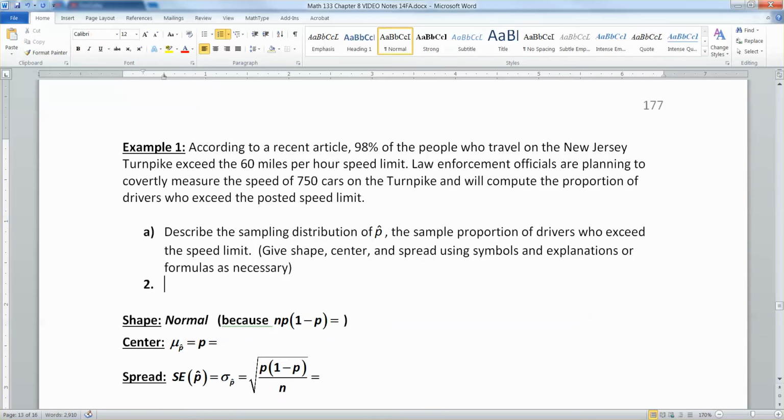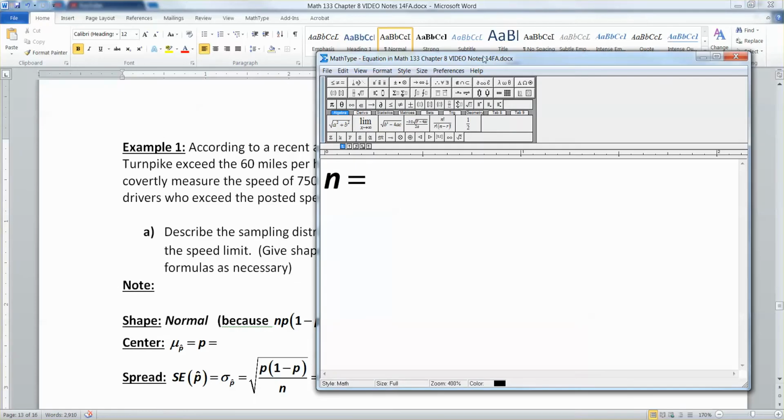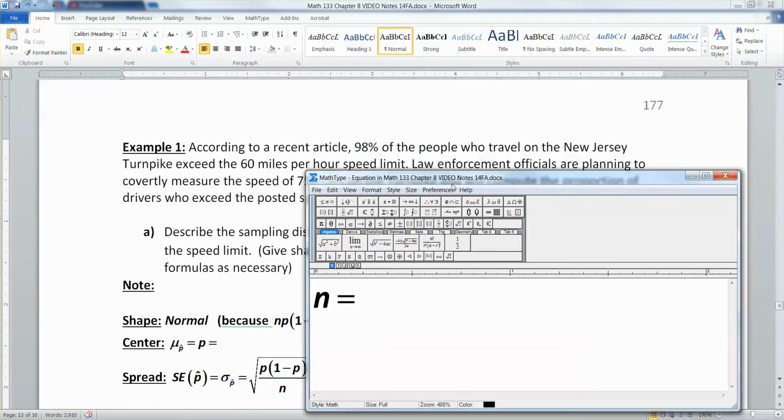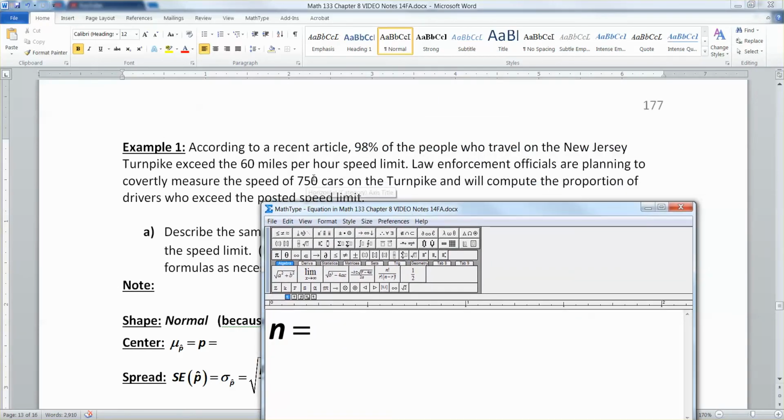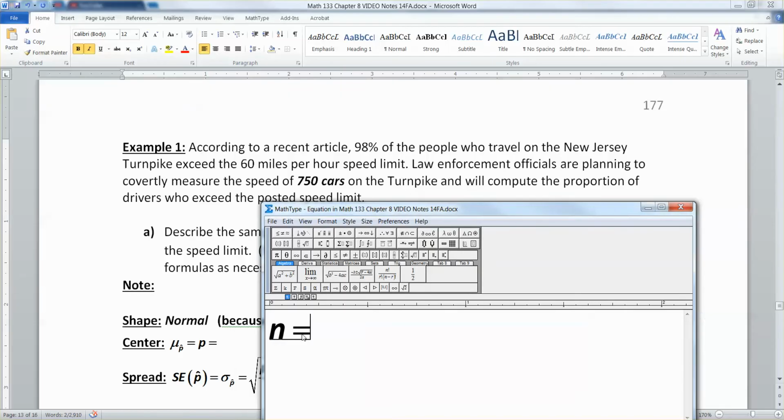Speaking of which, let's take a moment, and just as an aside, let's make a note of a few things from the problem. And this is actually a very smart idea to do with these problems. Figure out what your n is and what your p is. So n is your sample size. If you look around, it says it's going to measure the sample of 750 cars. Hear that right there? That's your n value. So n is 750. p is your chance of success, which according to the old data was 0.98.